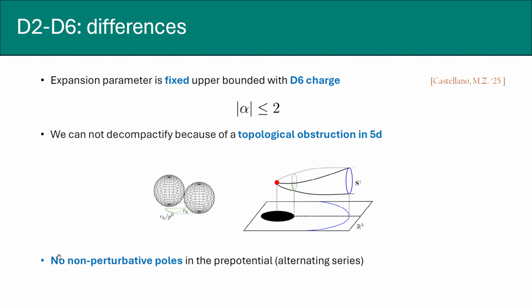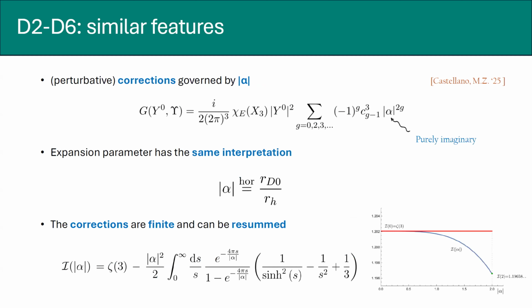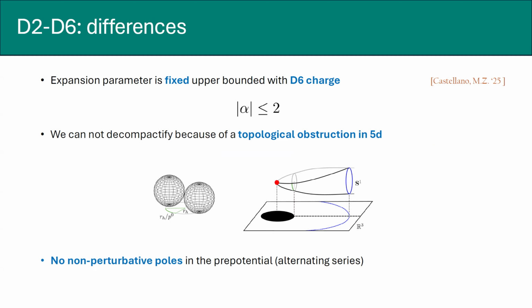And another thing is that there are also no non-perturbative corrections here in the Schwinger integral. However, in the black string case there were poles, but we were not seeing them in the entropy. In this case we don't see non-perturbative corrections due to D0s, but we also don't have poles at all.